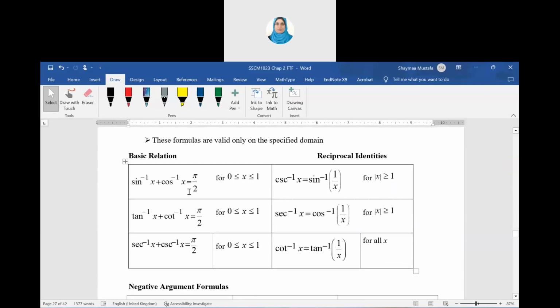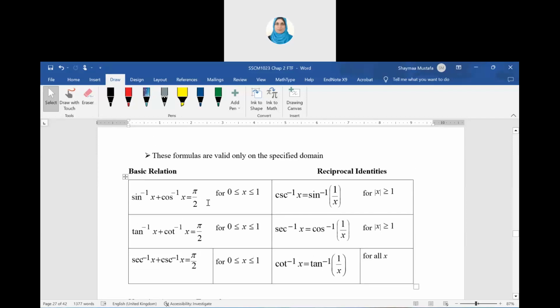This is also some basic relation that we will prove. Sin inverse x plus cos inverse x always equals pi over 2. And this one we will prove now in the example. Same, tan inverse x plus cot inverse x is equal to pi over 2. Sec inverse x plus cosec inverse x is equal to pi over 2. This one no need to memorize because we give it to you in the exam, but you need to know how to prove that sin inverse x plus cos inverse x equals pi over 2. And we will learn how to prove this one in the next example.